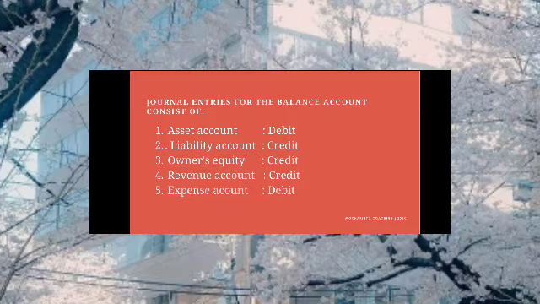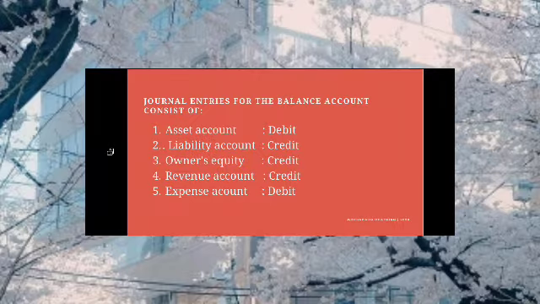Number 3, owner's equity. The owner's equity is in credit. The owner's equity is the difference between assets and liabilities. Number 4, revenue account. The revenue account is in credit. The revenue account is the result of sales activities of a company over a period.